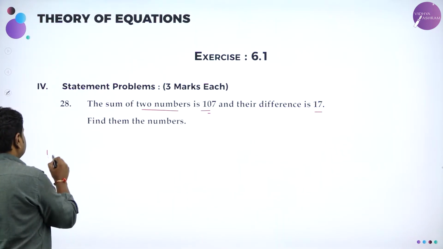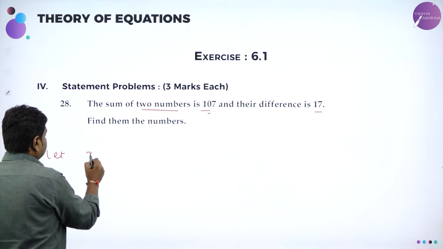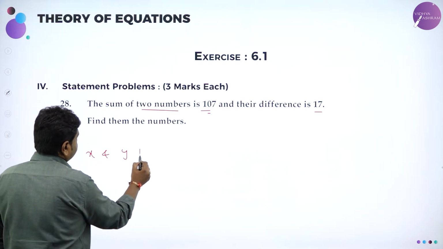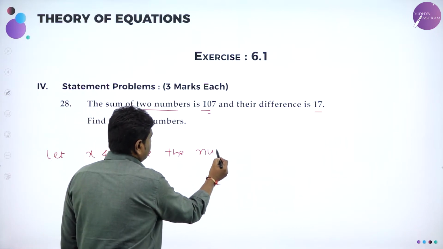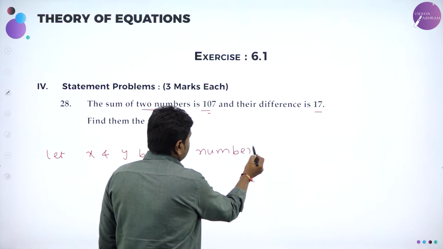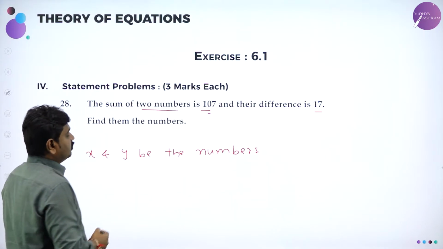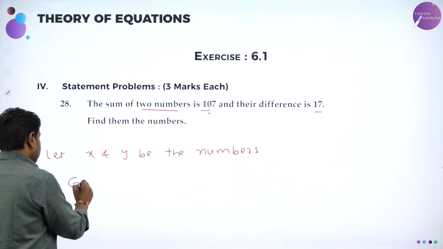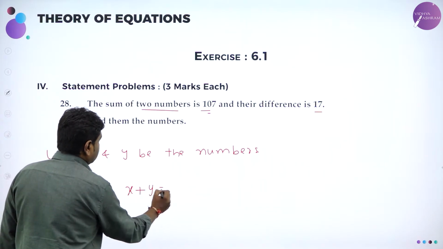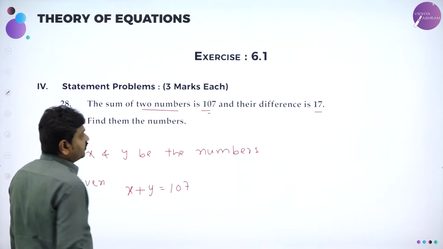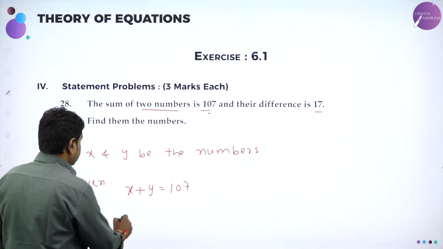So let us assume, let x and y be the numbers. We are assuming the numbers, and they have given the sum of the two numbers. Sum of the two numbers means what? x plus y is 107. And they've also given the difference. Difference means what? x minus y is 17.